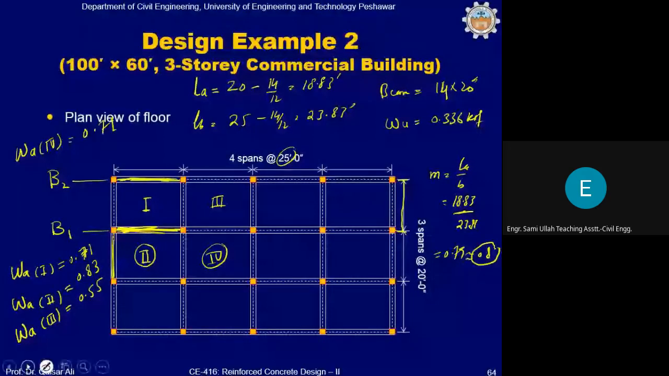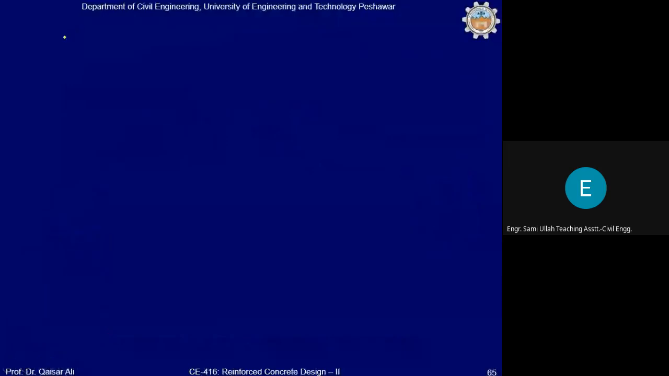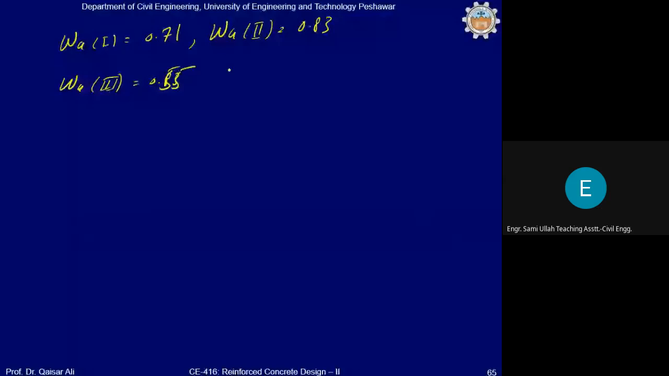Now we can write all these coefficients here. WA for panel 1 was equal to 0.71. WA for panel 2, it was equal to 0.83. WA for panel 3, it was equal to, sorry, 0.55. And WA for panel 4, again it was equal to 0.71. Correct?